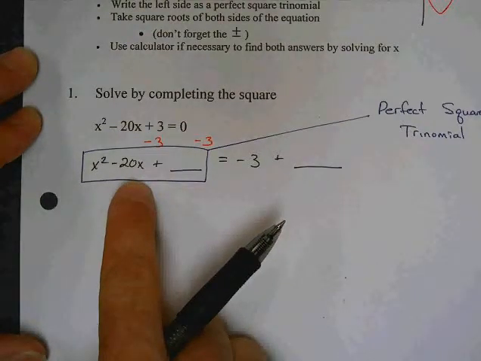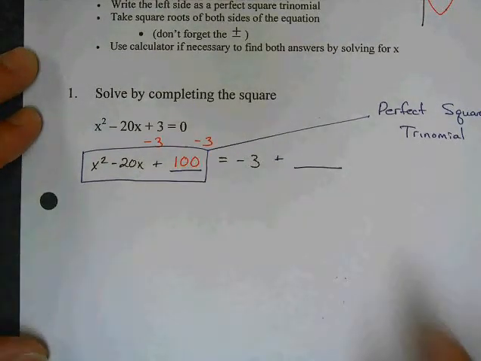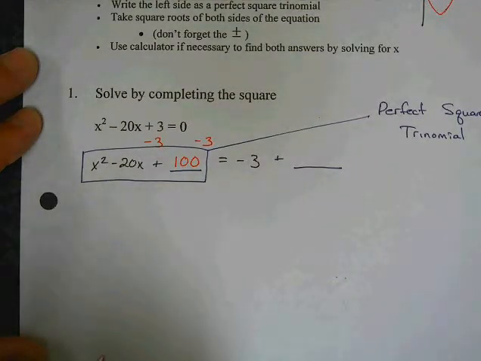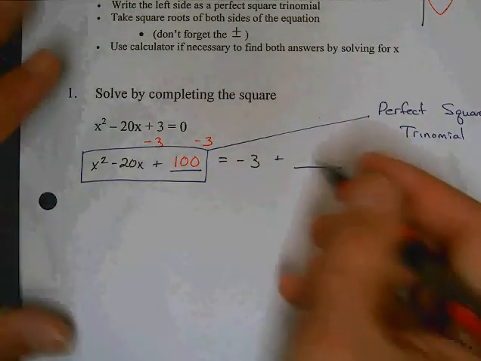And then you square it. Good. Negative 10 squared is 100. So I put 100 in there. Is it enough just to put the 100 in there? Because I have to do what to my equation? Balance it. So put a plus 100 on the other side.